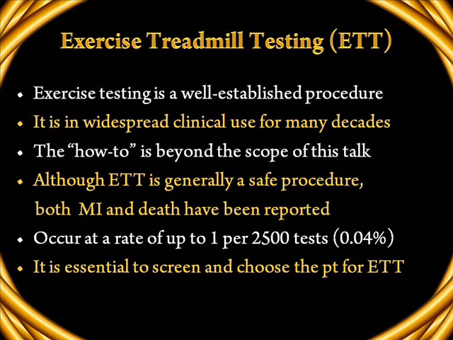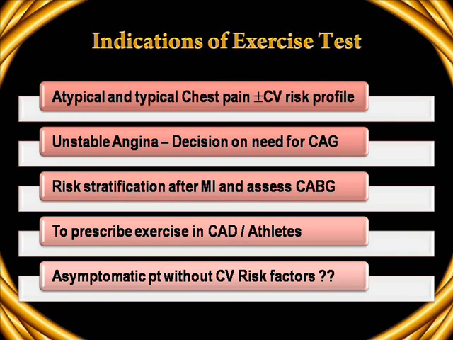The occurrence rate is around 0.4% or 1 in every 2500 tests. This risk is much less than walking on a busy street or riding a two-wheeler in some of our streets. It's essential, of course, to screen all the patients and choose the right patient for the ETT, who will be benefited by the test without having undue risk due to the test. Who are the patients who should be subjected to ETT? In other words, what are the indications for exercise testing?